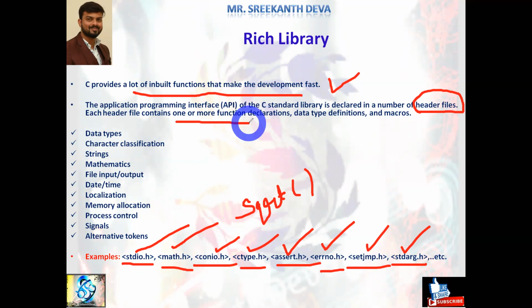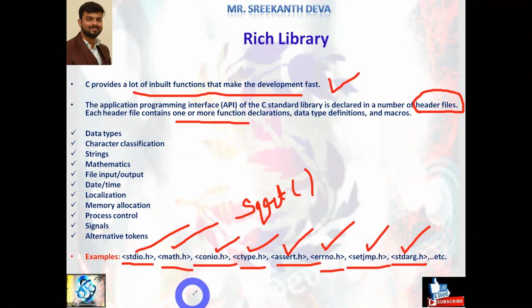Some built-in APIs, application programming interfaces, are enabled in C in the form of standard libraries called header files with the extension .h. How do you identify a built-in header file? Any file with the extension .h comes under the standard libraries of C programming.